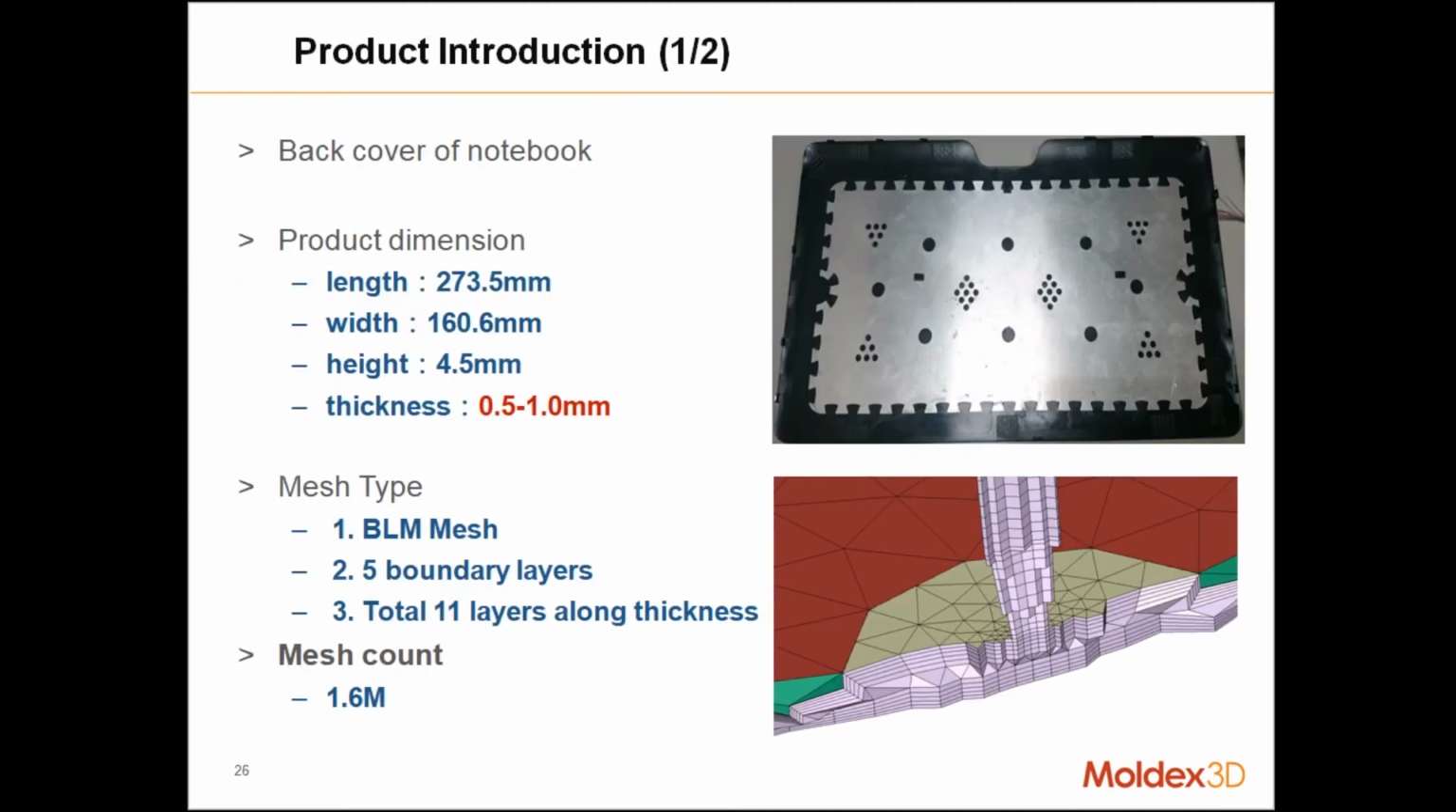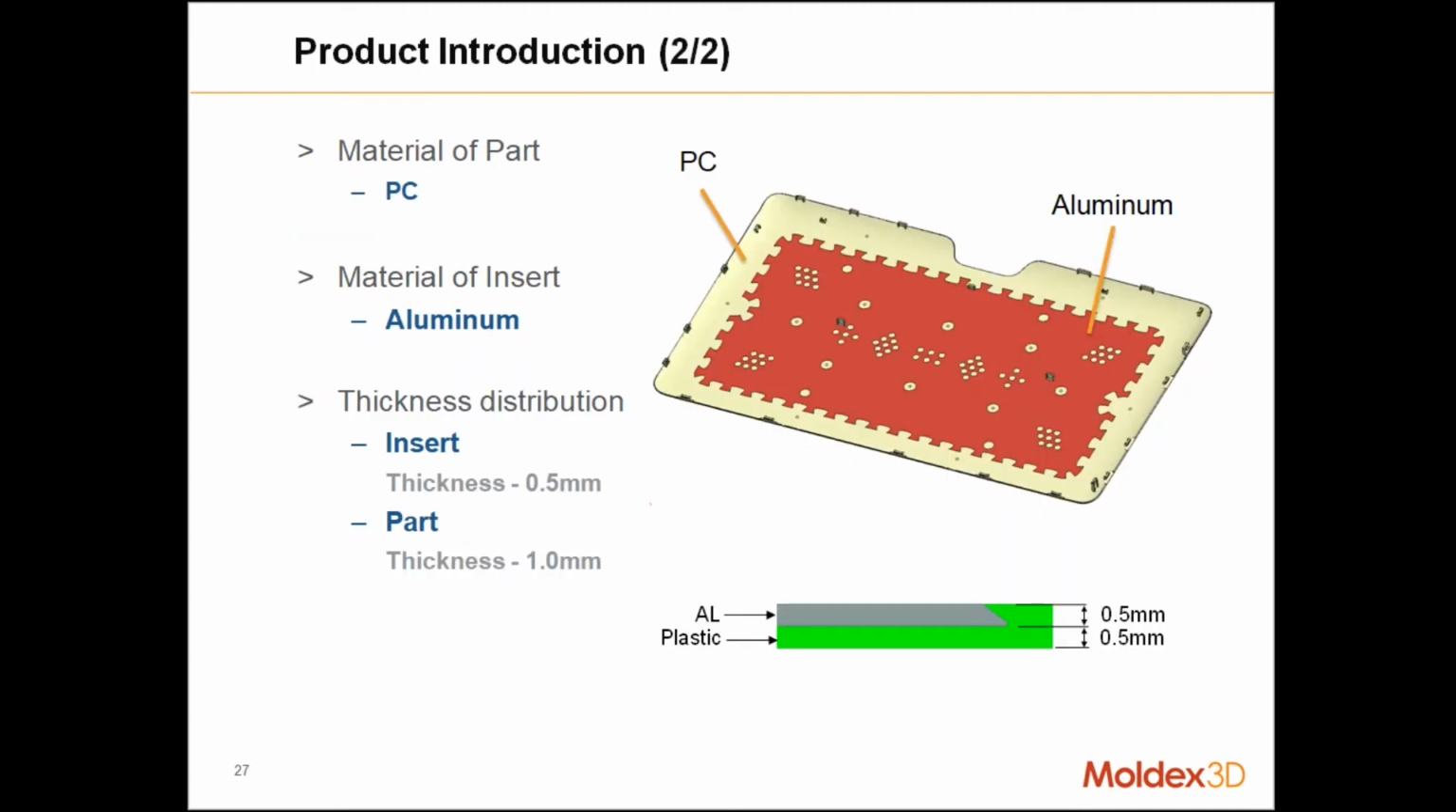So yeah, this is some product introduction. The length, width, and height are 273, 160, and 4.5 millimeters separately. The thickness is, like I mentioned, around 0.5 to 1 millimeters. The mesh we use is a boundary layer mesh with 5 layers, so the total will be 11 layers around the thickness. The mesh count is around 1.6 million.